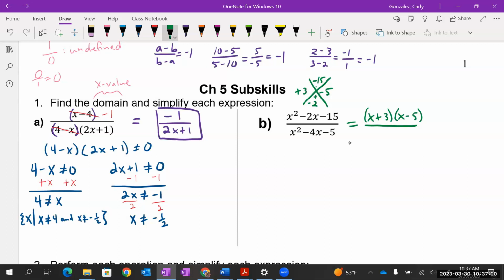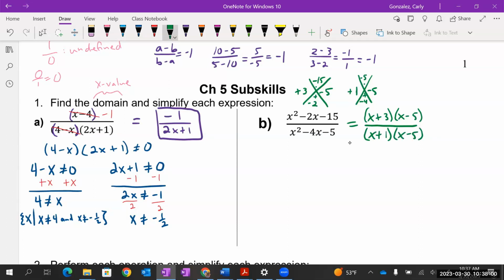Next, we'll do the same for the denominator. So what multiplies to c, or -5, adds to b, -4. Well, there's not many integers that multiply to 5, so it's going to be 1 and 5. And again, we need more negatives than positives. And notice 1 times -5 equals -5, and 1 plus -5 equals -4. So those are the two numbers, and we can go ahead and factor.